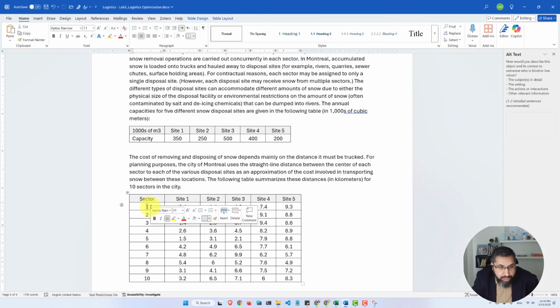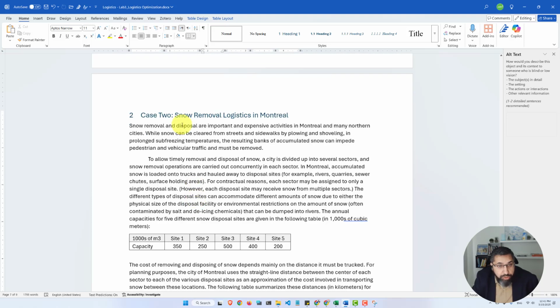So if you're in sector 1, the closest site to you of the 5 sites is site 2, because it's 1.4 kilometers away, because Canada works on kilometers, not miles. And this is actually a real study that was done in Canada. There was a research paper published on this.